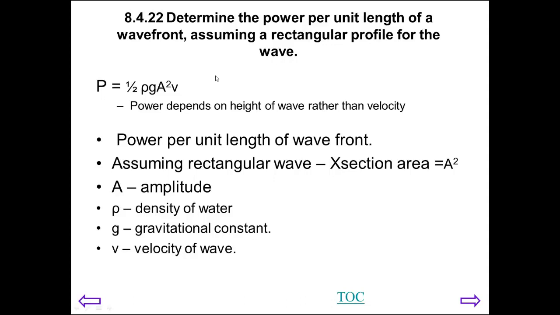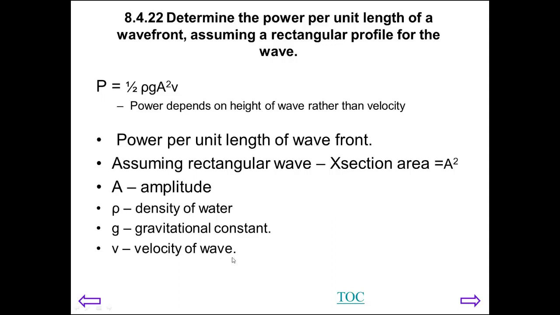We have to determine the power per unit length of a wavefront, assuming it's a rectangular wave, and the power given is half rho g A squared v. A is the amplitude of the wave. So the power per unit length of a wavefront. We're assuming that it's a rectangular wave, so if you have a cross-sectional area, A by A, the area is going to be A squared. Rho is density, g is gravitational constant, v is the velocity of the wave.